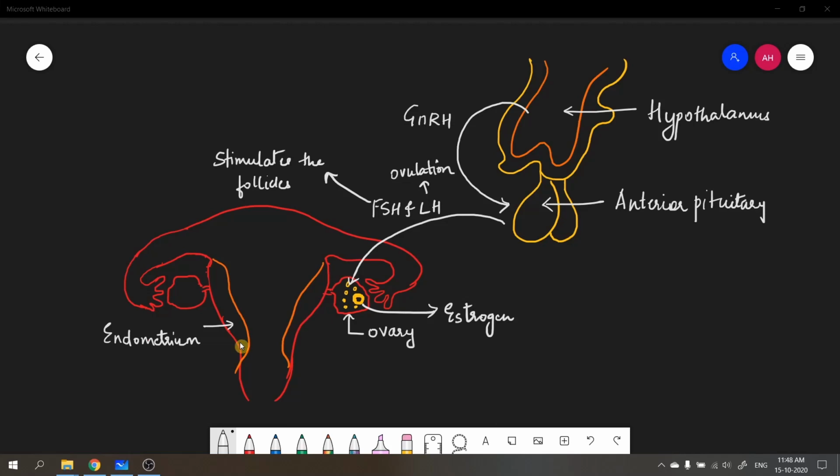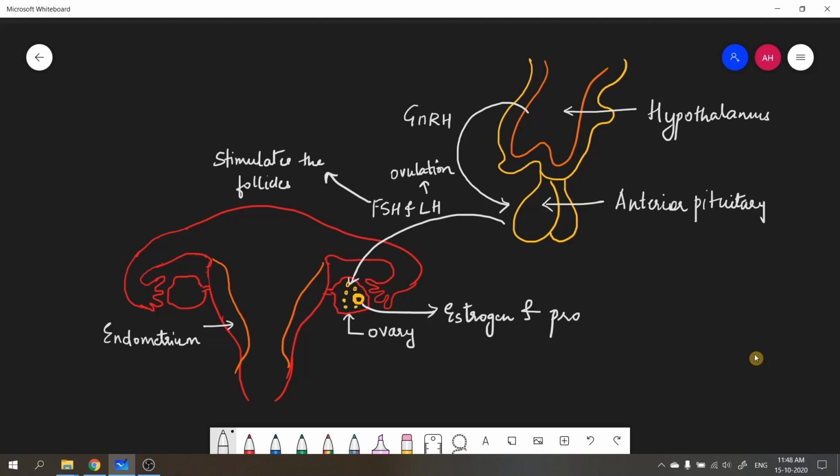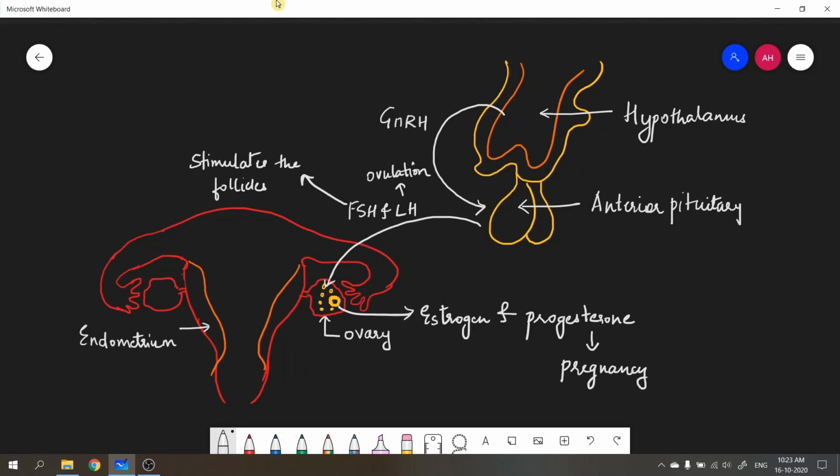So at the time of menstruation, when the endometrium ruptures, it is repaired again by the estrogen, which is released by the cells of the follicles. And along with estrogen, there is another hormone called progesterone. I'm going to mention that here, progesterone, which is also called the pregnancy hormone. So I'll write the role for progesterone as well. Progesterone is the pregnancy hormone, and estrogen is involved in repair of endometrium.